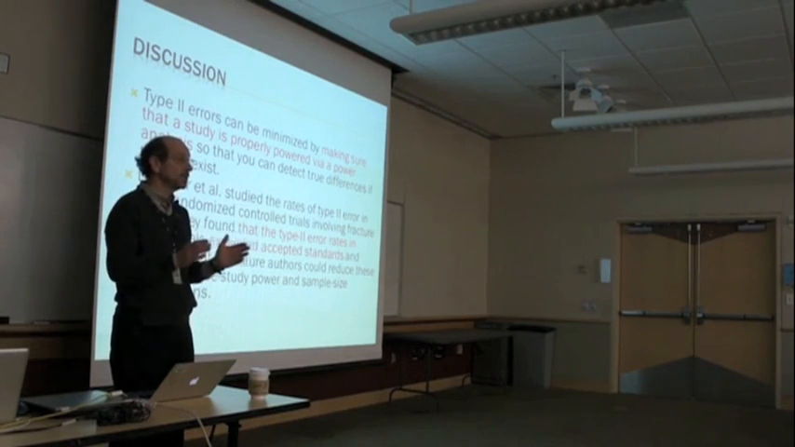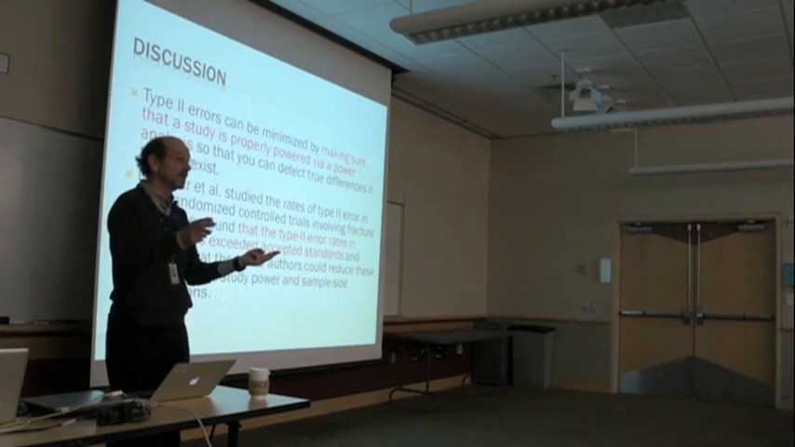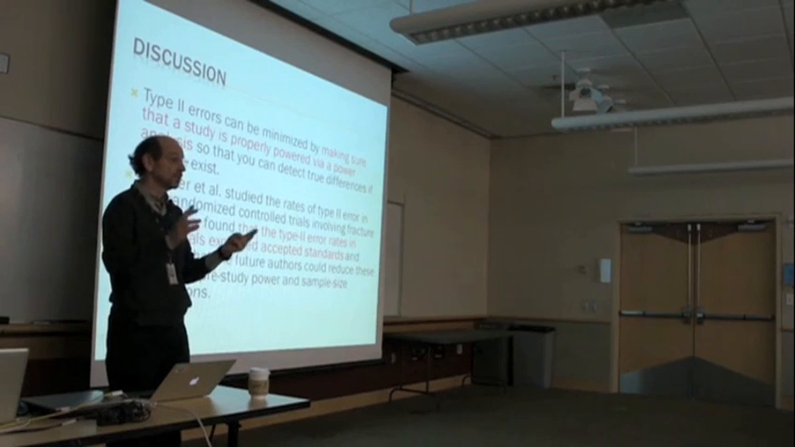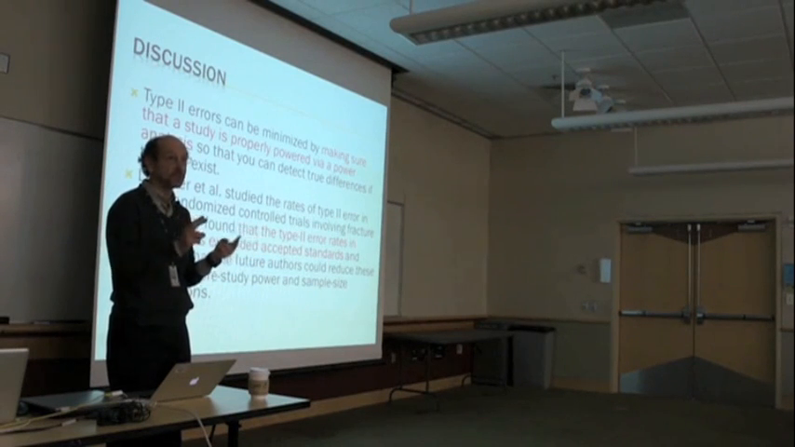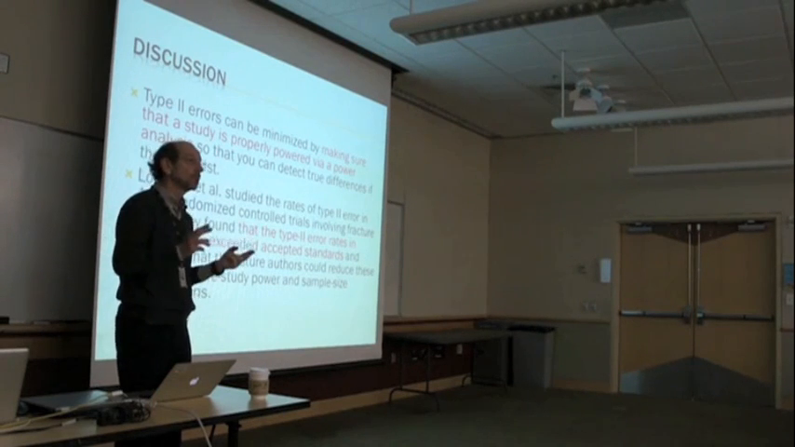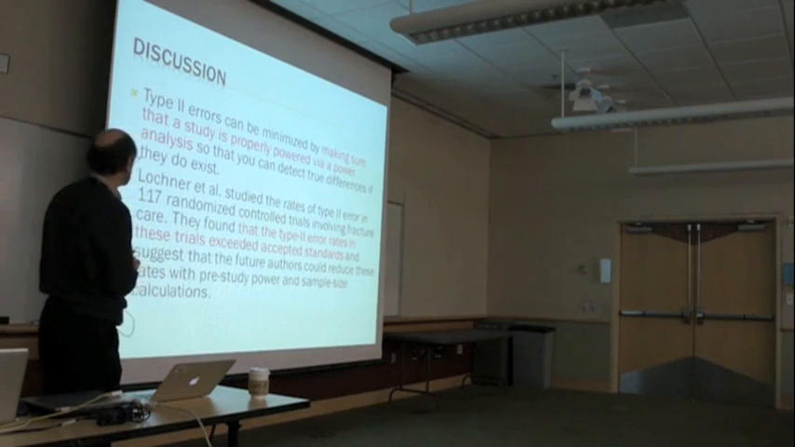Supposing you have a medication and you take 2 control patients and 2 medication patients, and one of those patients has a wildly discrepant response, there's no way you're going to show the main effect because you just don't have power to show it. So adequate power is the way to overcome a type 2 error.